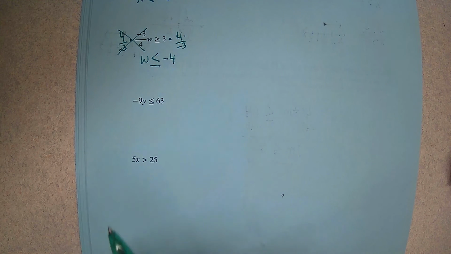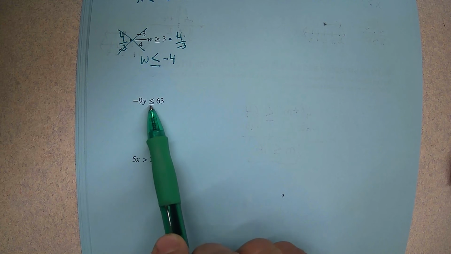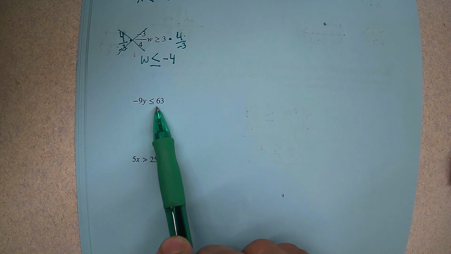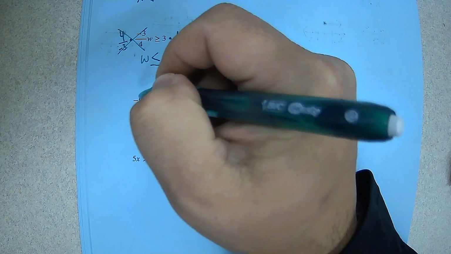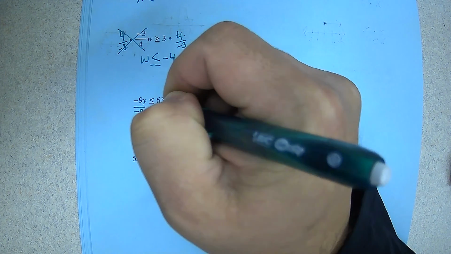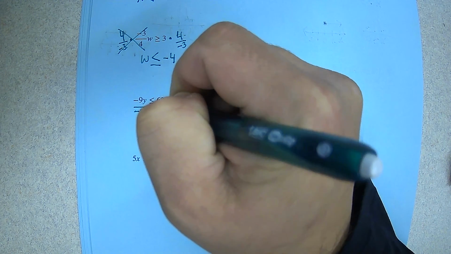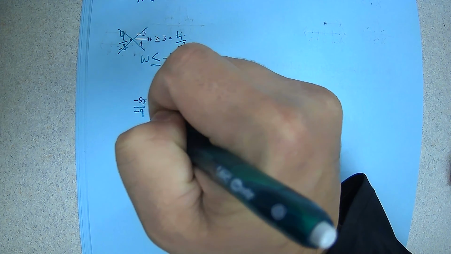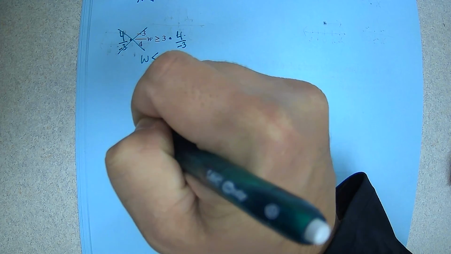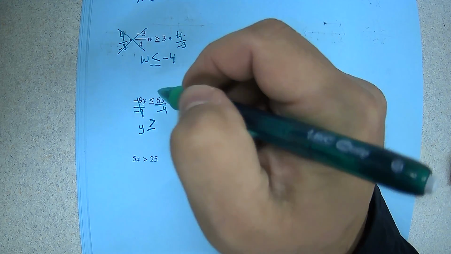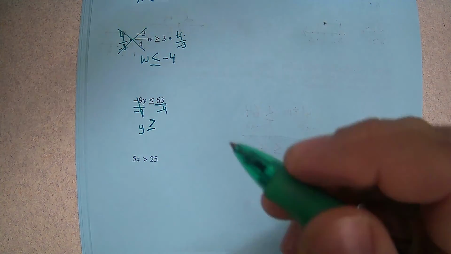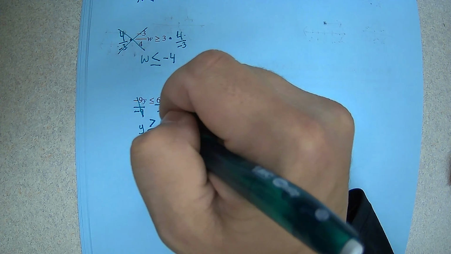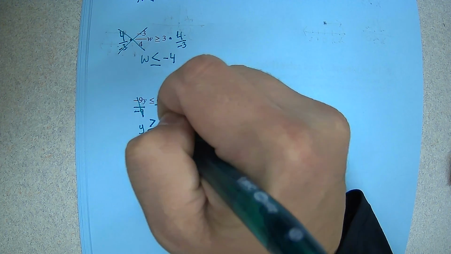All right, -9y is less than or equal to 63. So we're going to divide both sides by a -9. Dividing both sides by a negative number means we're going to flip that sign. We have a y over here. 63 divided by -9 is going to be a -7.